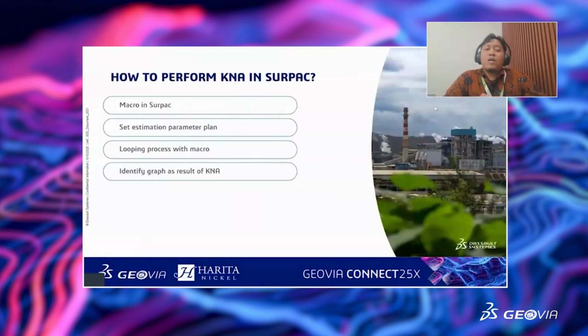After that, how do we perform the KNA in Surpac? First, I will introduce how the macro works in Surpac, which is like a rapid search of the tools in Surpac. After that, we will set our estimation parameter plan. The third is the looping process with the macro, and the last step is to identify the graph as the result of the KNA.